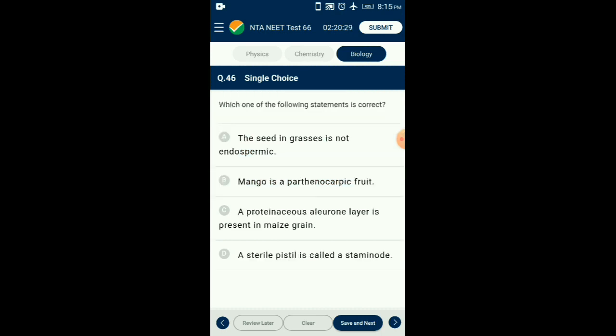Question number 46. Which one of the following statements is correct? In monocotyledonous endospermic seeds, the endosperm is surrounded by a proteinaceous one-cell thick layer called the aleurone layer. The cells of the aleurone layer are filled with proteinaceous aleurone grains, which play an important role at the time of germination. So the answer is option C. A proteinaceous aleurone layer is present in maize grain.